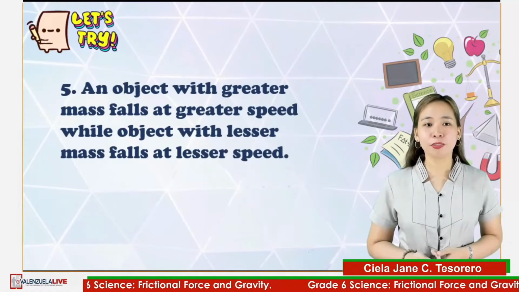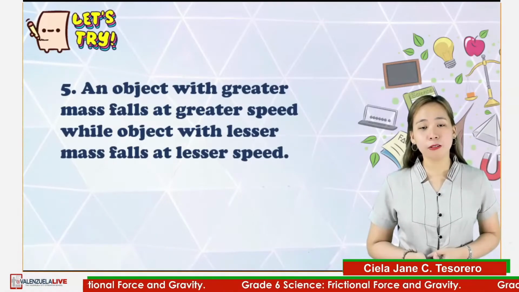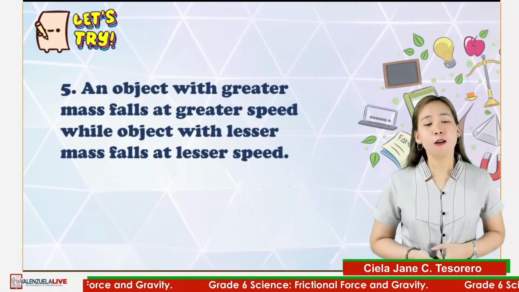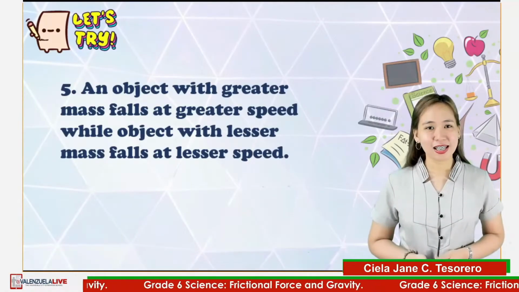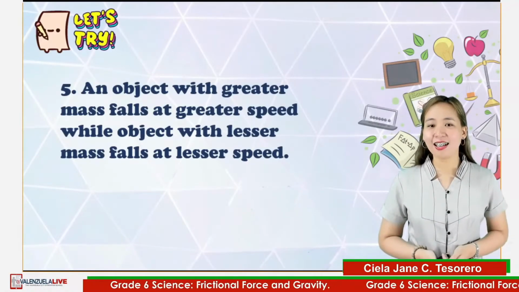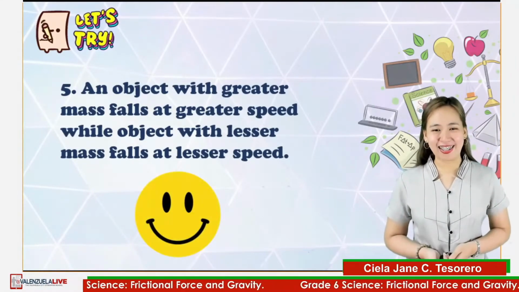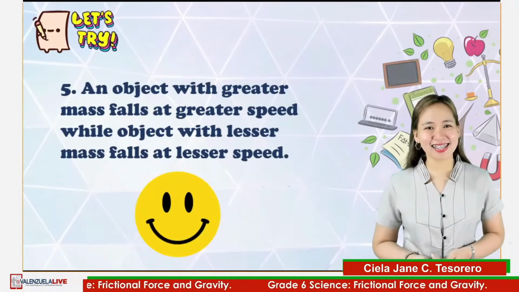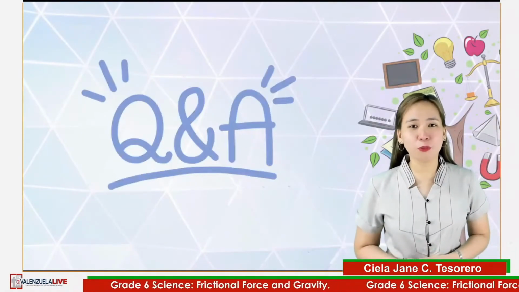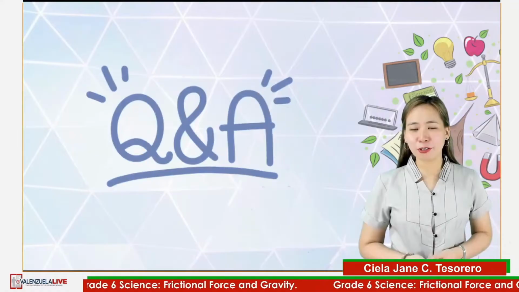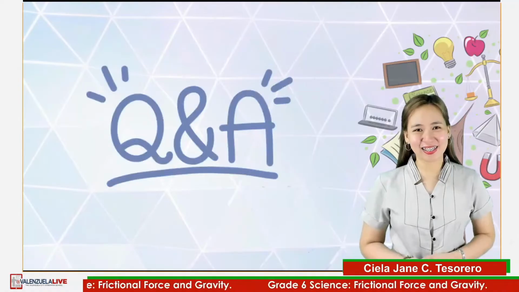And lastly, an object with greater mass falls at greater speed, while an object with lesser mass falls at lesser speed. So for the last one, the correct answer is smiley face. You did well, grade 6. All right. I know you still have questions in mind that you want to ask. Feel free to type your questions in the comment box. I will be waiting for your questions.